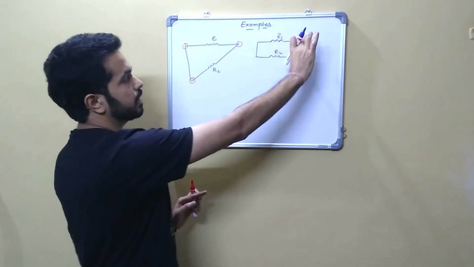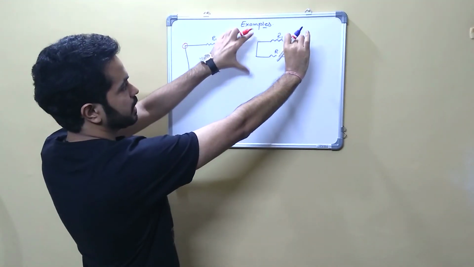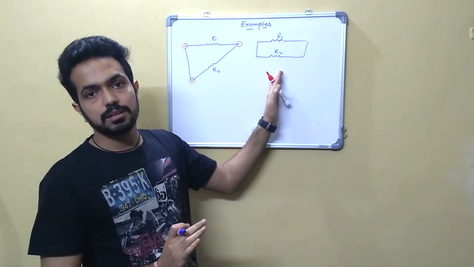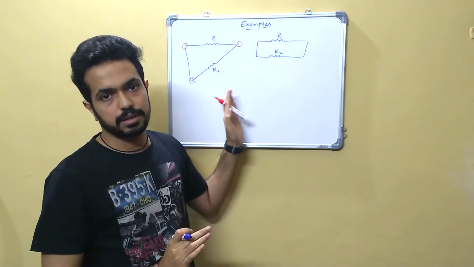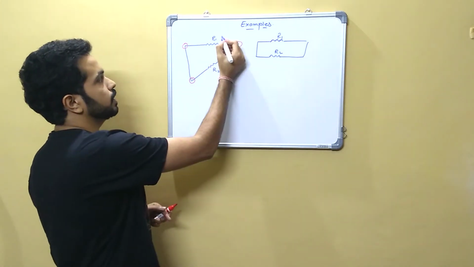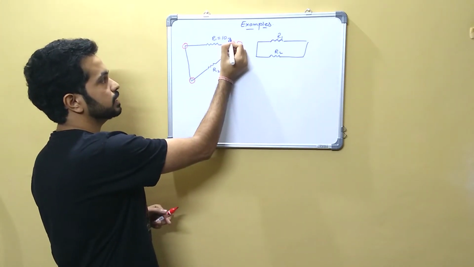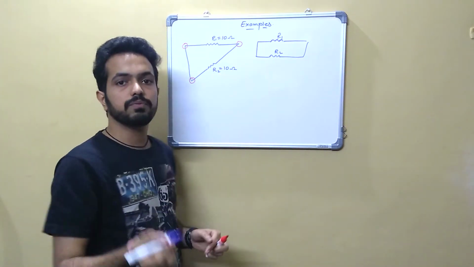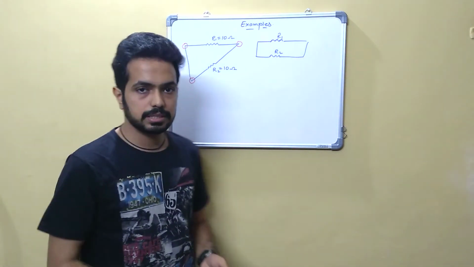All I have done is I have squeezed this place and I have extended this one and you get this particular arrangement. So if this is parallel, obviously this has to be parallel as well. Let's try to solve a sum. If they have given R1 as 10 ohms and R2 as 10 ohms and they are asking you to find the equivalent resistance in this case.